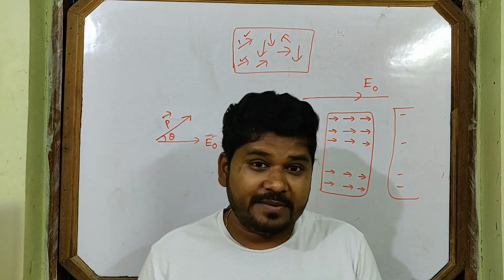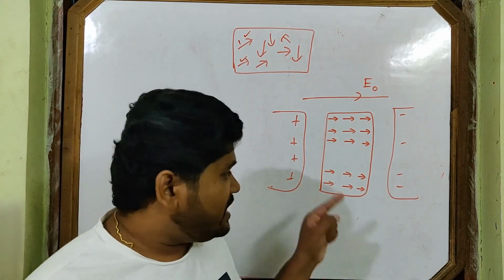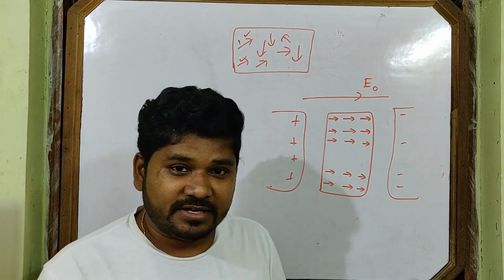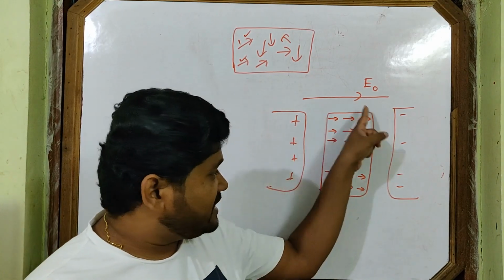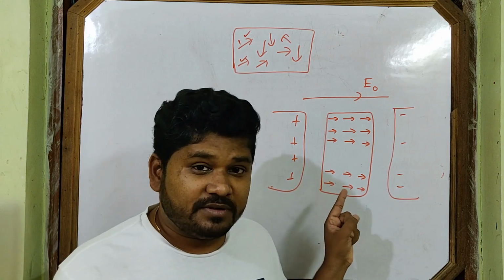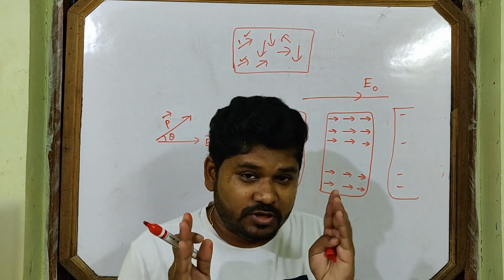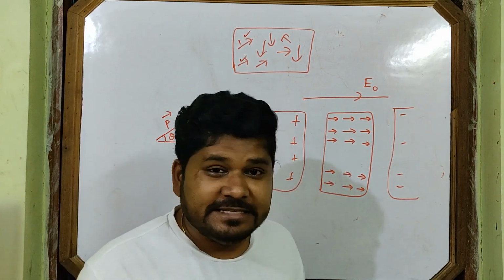Now see what happens inside the dielectric. This dielectric now has a permanent dipole moment. The whole dielectric has a permanent dipole moment. The dipole moment of each molecule times the number of dipoles present is the total dipole moment of the dielectric. Now come to what happens inside it.